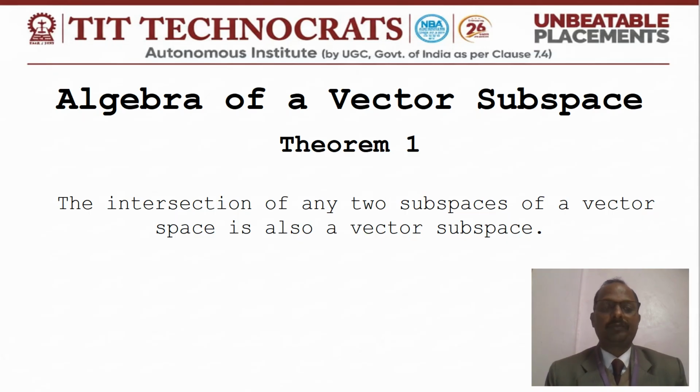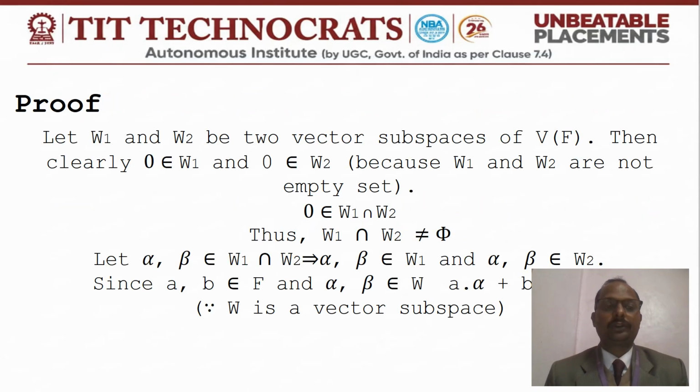Theorem 1. The intersection of any two subspaces of a vector space is also a vector space. To prove this theorem, let W1 and W2 be two vector subspaces of V(F). Then clearly 0 belongs to W1 and 0 belongs to W2, because W1 and W2 are not empty sets. So 0 belongs to W1 intersection W2. Thus, W1 intersection W2 is not equal to the null set phi.